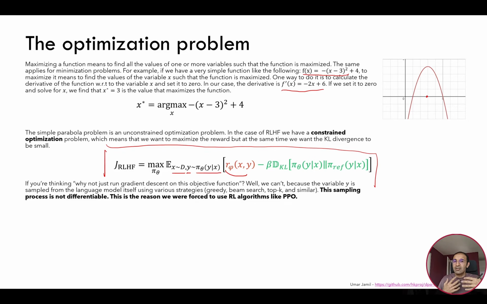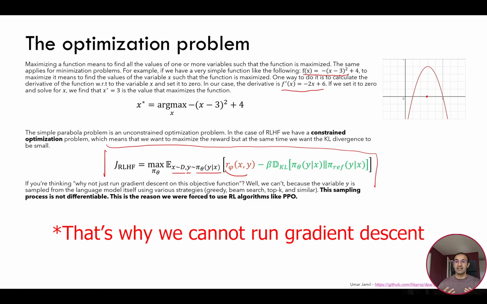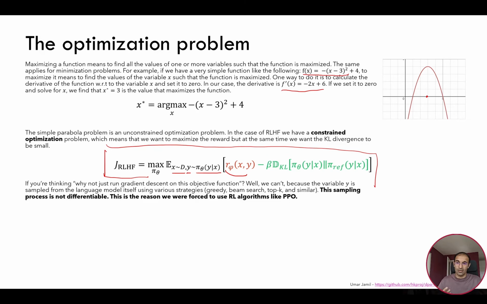Now, this sampling operation that we do on the language model to sample its answer is not differentiable. That's why we cannot run reinforcement learning to maximize this objective, or to minimize the negative objective in case we treat it as a loss. And that's why in reinforcement learning we were forced to use algorithms like PPO.